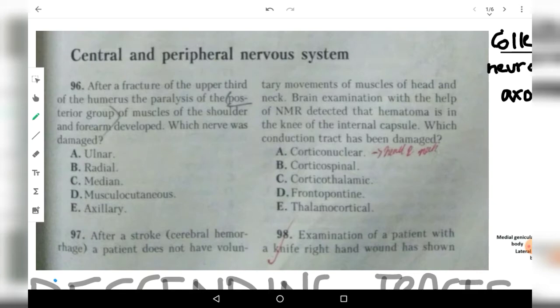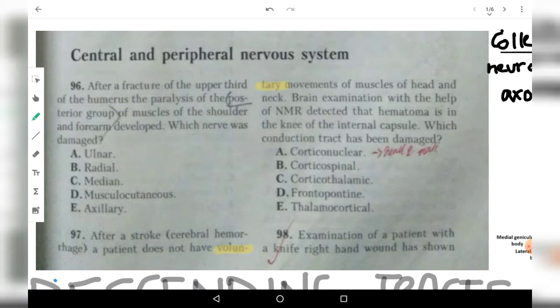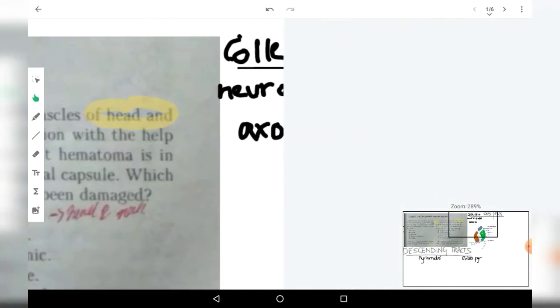After a patient does not have voluntary movements of the muscles of head and neck, the brain examination with the help of NMR detects the hematoma is in the knee of internal capsule. Which conduction tract has been damaged? So first let's look at the very basic terms.